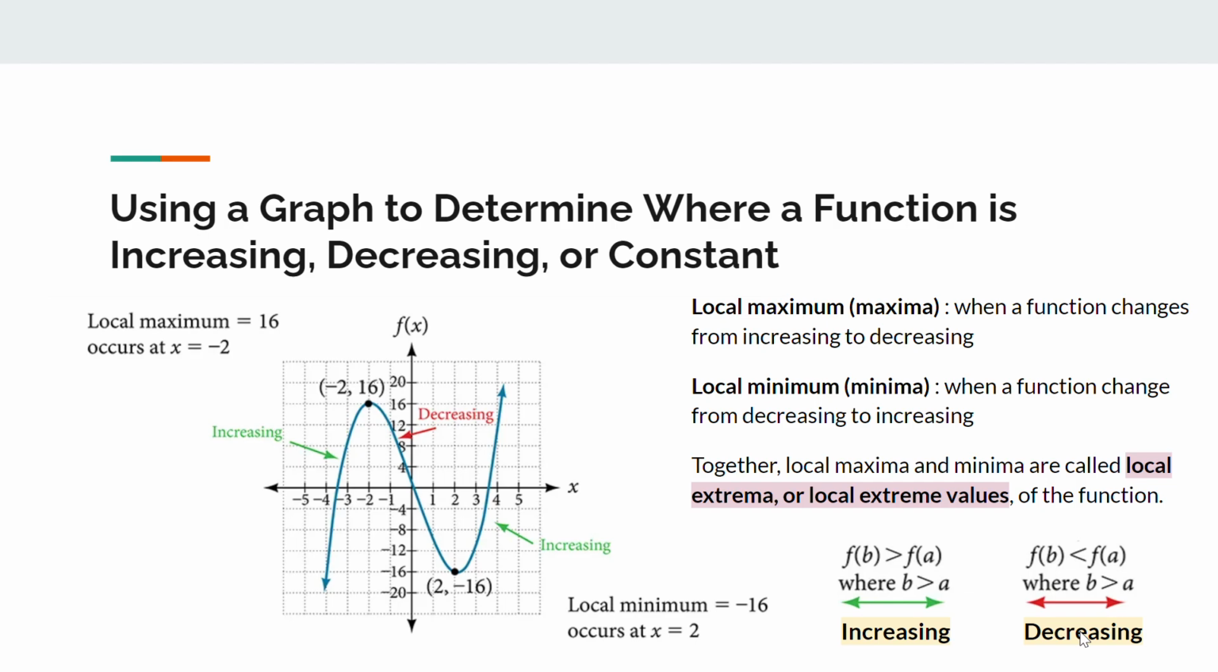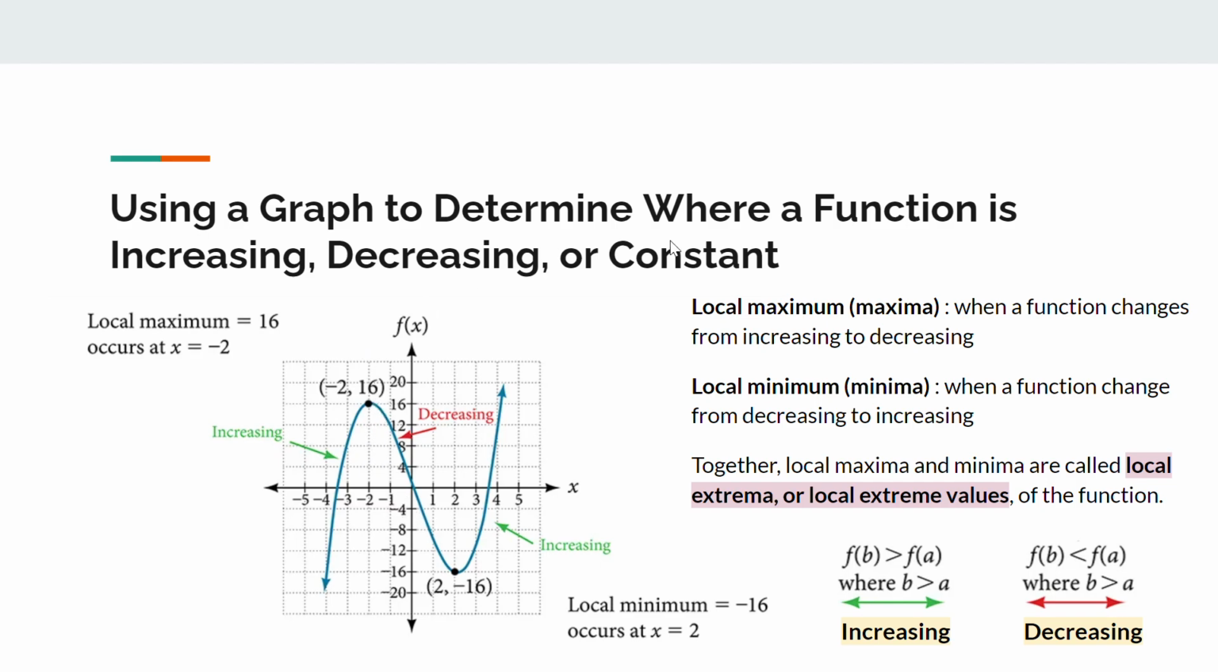We know a function is decreasing where f of b is less than f of a, where b is still greater than a, like this, for example. So we know that f of b is less than f of a. So f of b, negative 16, is less than 16. Yes. Where b is greater than a. So 2, yes, 2 is greater than negative 2. So we know that this part of the function is decreasing.